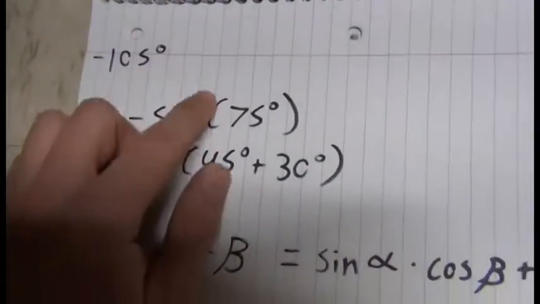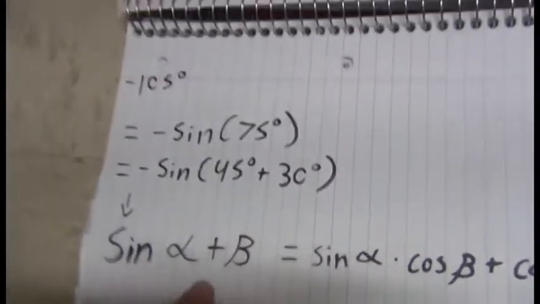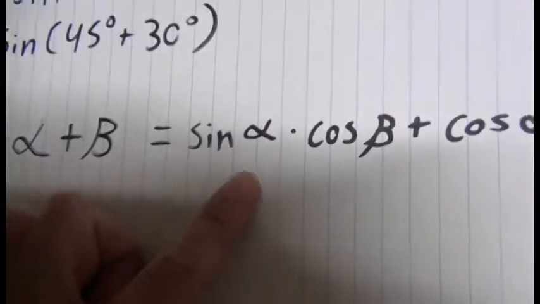After that, we need to plug these into an equation called sine alpha plus beta. Here comes the mouthful. Sine alpha times cosine beta plus cosine alpha times sine beta.